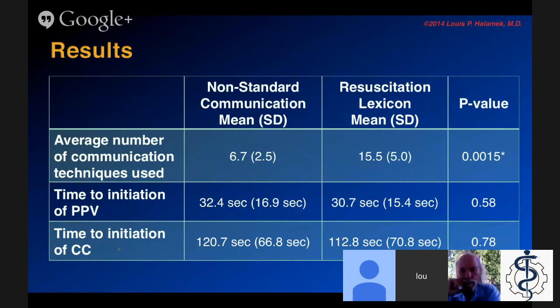And there also was a trend in decreased time to starting positive pressure ventilation, as well as the time to starting chest compressions. And while those p-values aren't statistically significant, I would argue that, especially in the chest compression category, an improvement of up to 8 seconds in starting chest compressions sooner would be clinically significant.